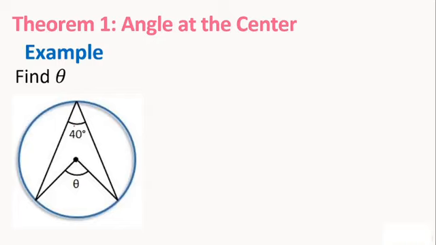So if on the circumference we have 40 degrees, it means that the angle at the center should be 2 times bigger than the angle on the circumference. So I'm going to say theta equals 2 times the angle on the circumference, which is 40 degrees. This gives us theta equal to 2 times 40 degrees, which gives us 80 degrees. So this is our answer, meaning that right here the angle is 80 degrees.